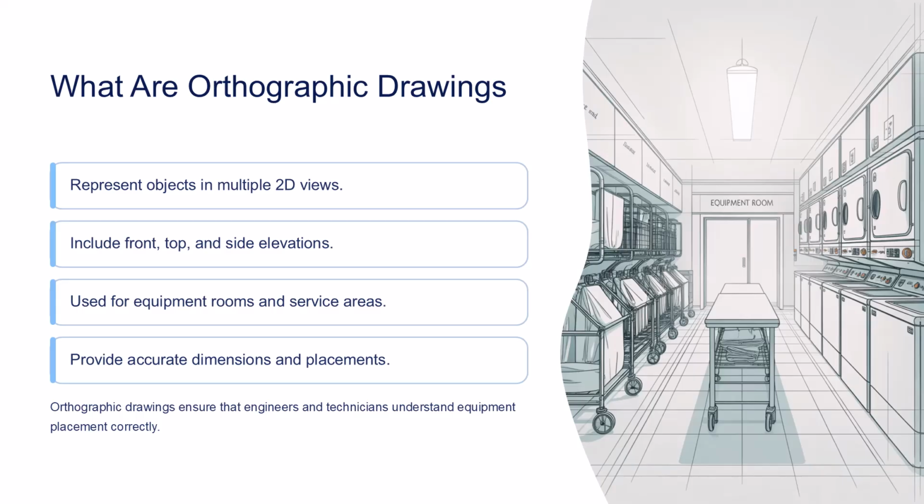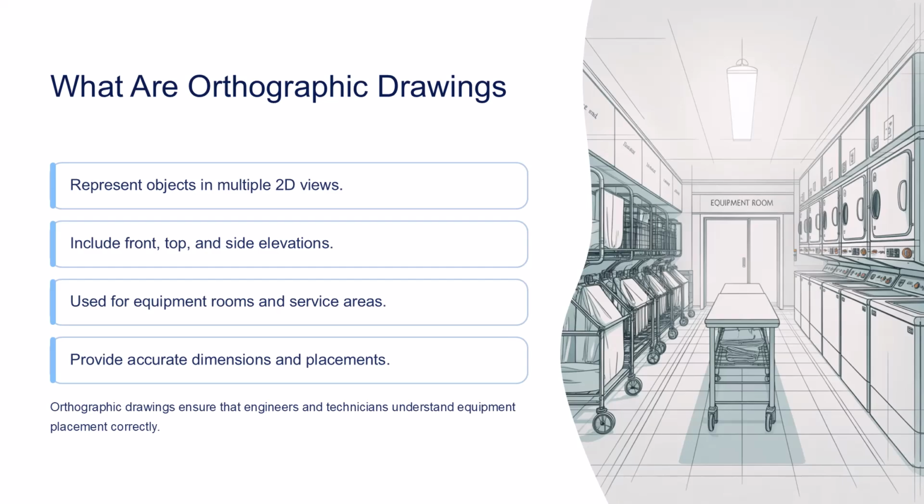What are orthographic drawings? Now let us begin with orthographic drawings. These are two-dimensional views of a three-dimensional object, typically shown as the front, top, and side. Imagine standing in a hotel equipment room and viewing a pump from the front, then from above, then from the side. That is what orthographic drawings capture.